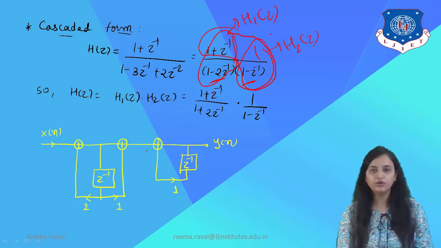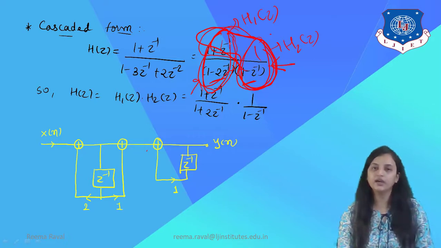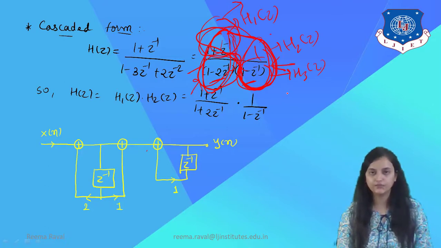That means once you take this part as h1 of z, this h2 of z, then for another variant you need to take 1 upon this part as h1 of z and 1 upon this part as h2 of z. Also for another variant you will take only the numerator part as h1 of z, only this denominator factor as h2 of z and this as h3 of z. That means these are the possible combinations to realize cascaded or series connection.